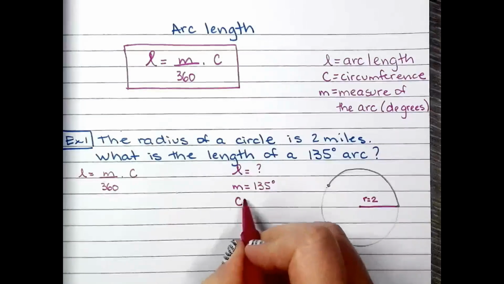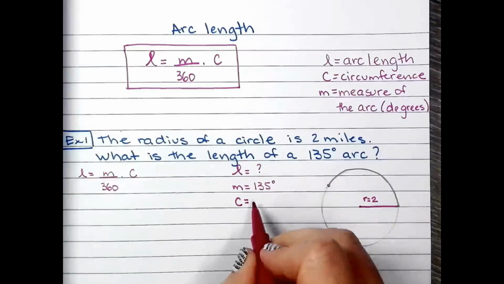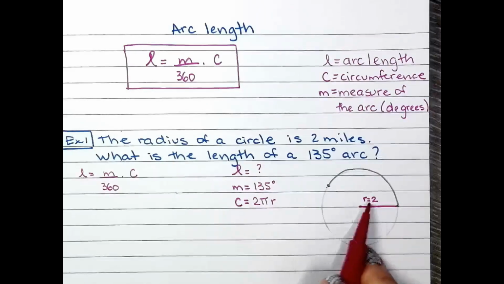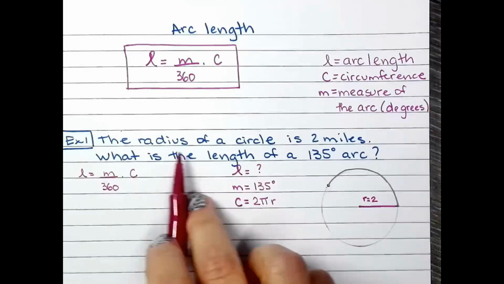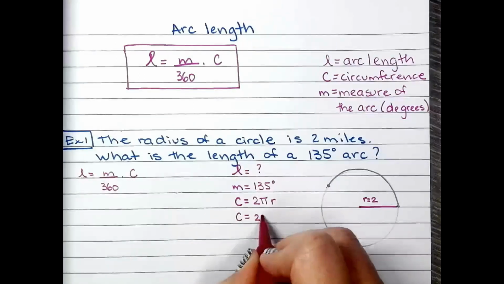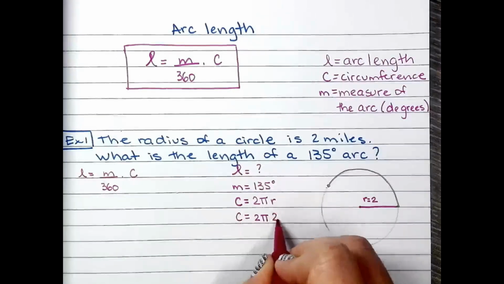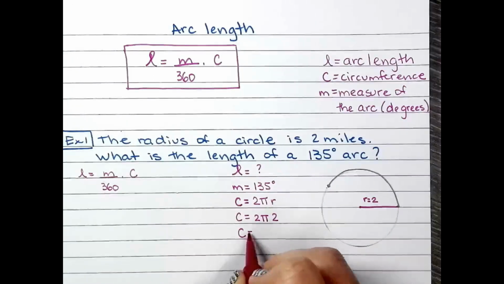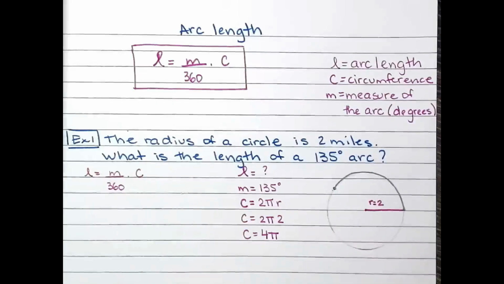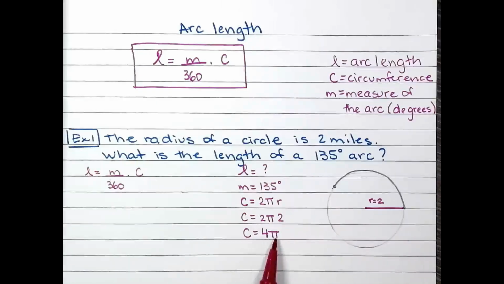So the circumference, I know is 2 pi r. And I also know r is 2 because it told me right there that the radius is 2. So 2 pi r is 2. Let's make this prettier. So 2 times 2 is 4 pi. Okay, so I'm going to use 4 pi for C.